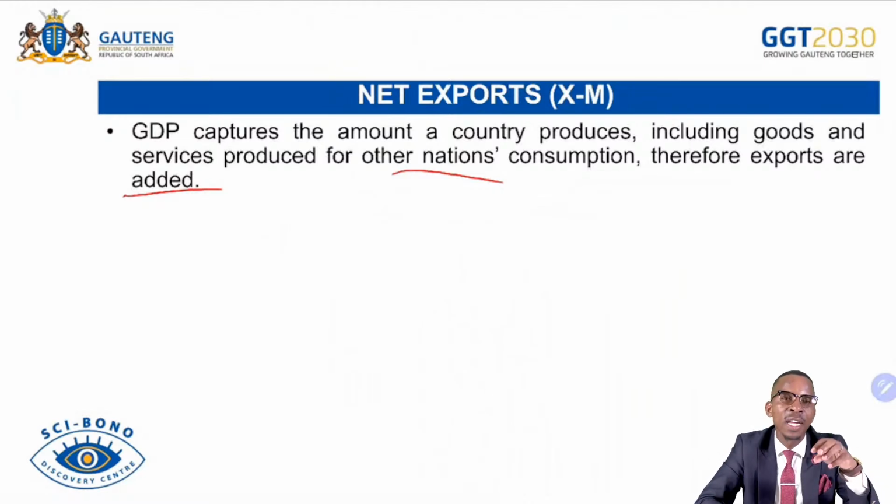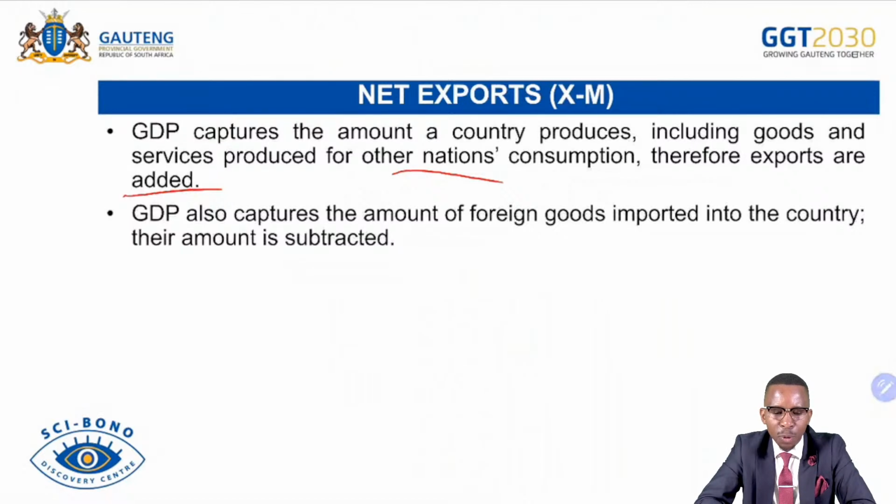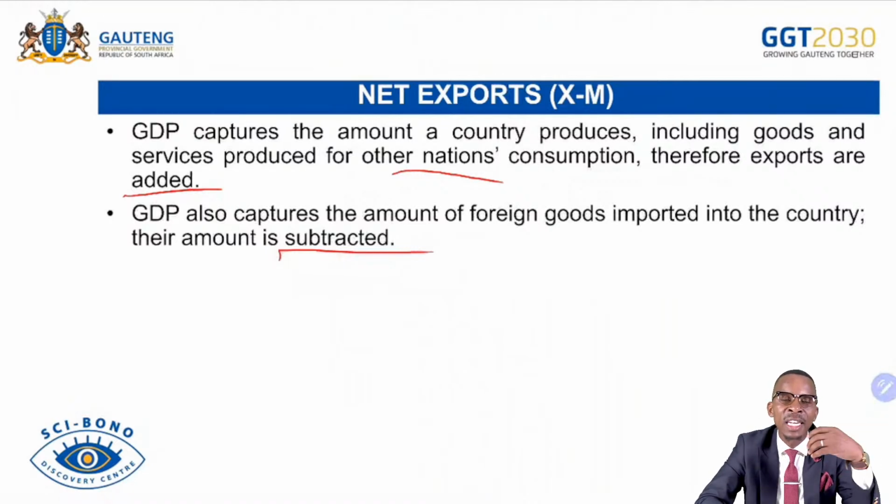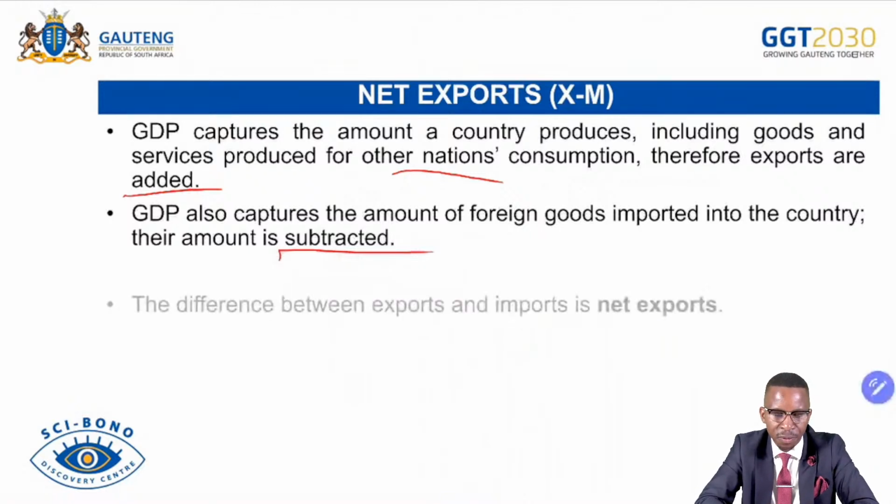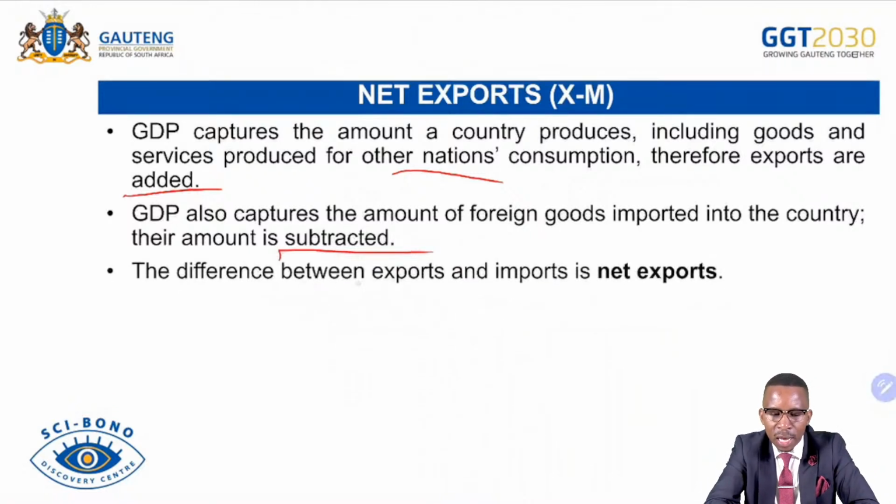So if we talk of net exports, we talk about the difference between exports and imports. GDP also captures the amount of foreign goods imported into the country. The amount is subtracted because that is the outflow of money. Remember, imports are leakages, therefore they must be subtracted from the South African economy because they don't bring further growth in the income, but the income will be flowing out of the country. The difference between exports and imports is known to be the net exports.